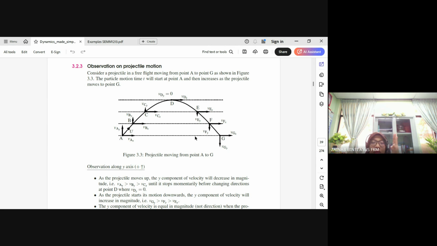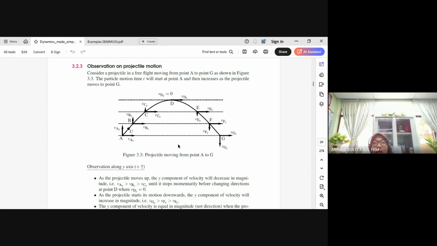It will be in the opposite direction. You check also for B and F. You see here the magnitude of VBY and VFY. They are at the same level, so they will have the same magnitude. Then VCY and VEY also, at the same level, they will have the same magnitude of VY. And then at the maximum point, it is 0.